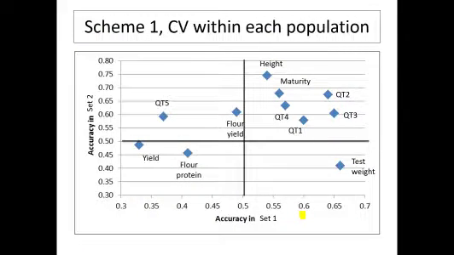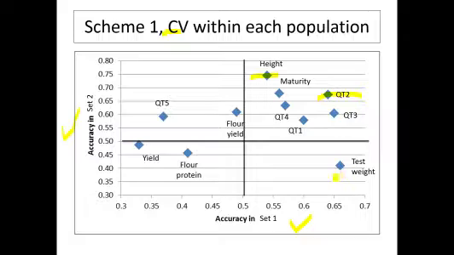We'll start out by looking at results from cross-validation within each population, which is scheme 1. Along the x-axis we have the accuracy we obtained by looking within set 1 lines for the different traits, and the y-axis is the accuracy we obtained by assessing genomic selection within set 2 for the same traits. So for example, we look at the trait plant height. It has pretty high accuracy in both populations. This is quality trait number 2, pretty accurate in both populations.